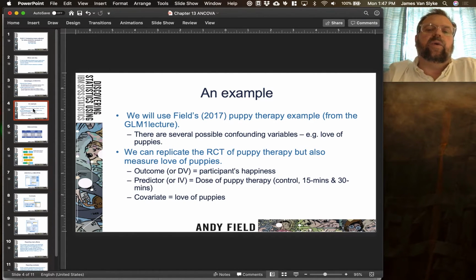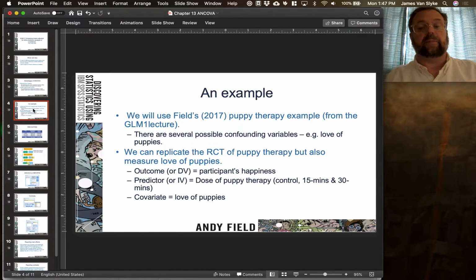So what this example is going to do is take account of each individual's love of puppies, or how much they like dogs. And then we can replicate the earlier study, which has the same predictor variable, or independent variable, how much puppy therapy someone received, and then how much it affects their happiness, while accounting for each individual's love of puppies, or how much they like dogs.